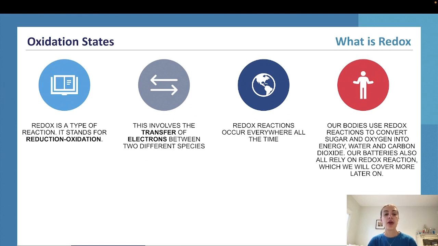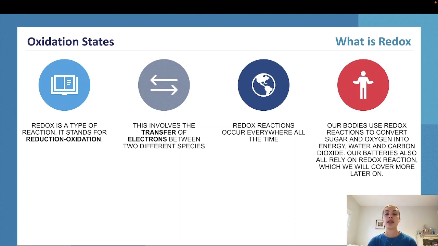So we'll start off with oxidation states, and we'll look into redox reactions. And so this is just a bit of an overview of what our redox reactions are. So essentially, redox is a type of reaction.